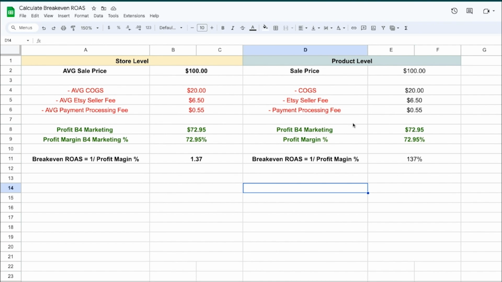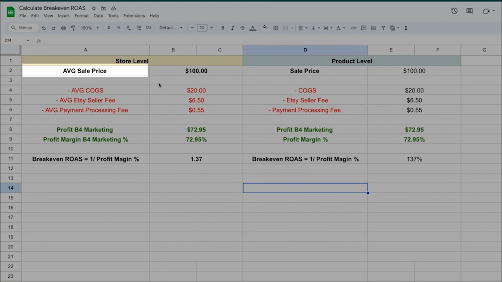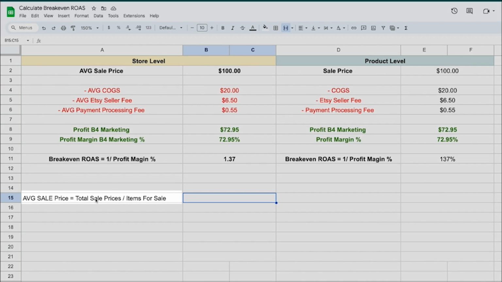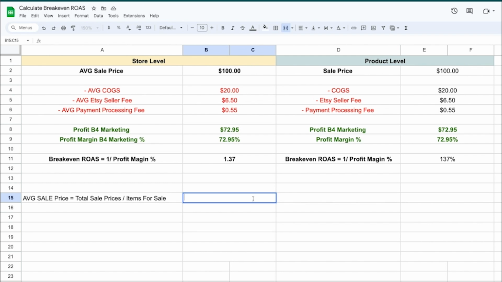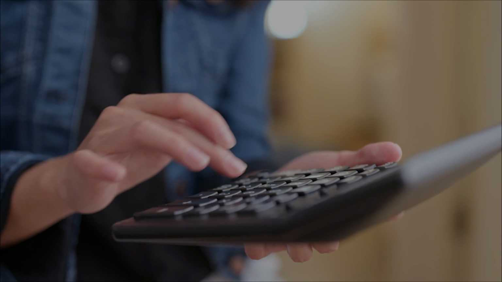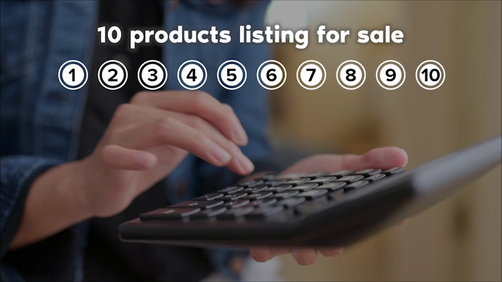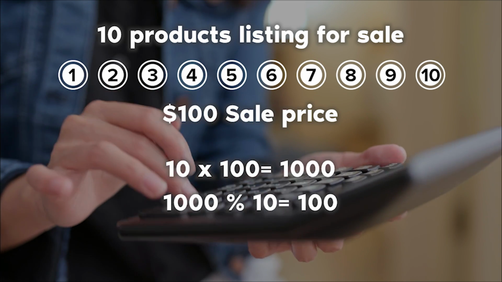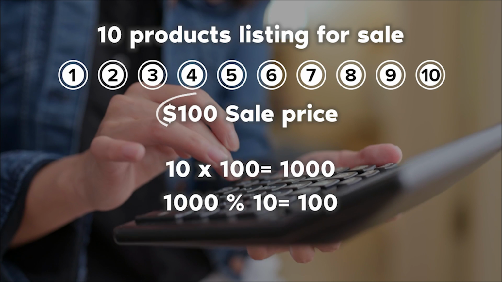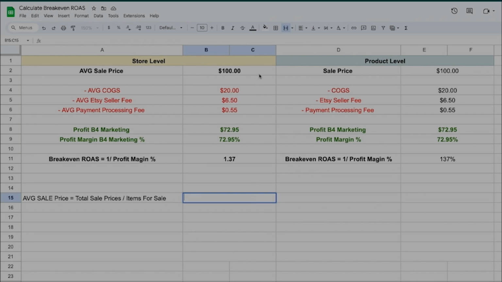So if we're doing it on a holistic view for the entire store, the first metric we need is your average sale price. What does that mean? You need your total sale prices divided by the total items you have for sale. An easy example: if you have 10 products listed for sale and they all have a $100 sale price, 10 times 100 is 1,000, divided by 10. That gives you the average sale price. That's what needs to go here, right?